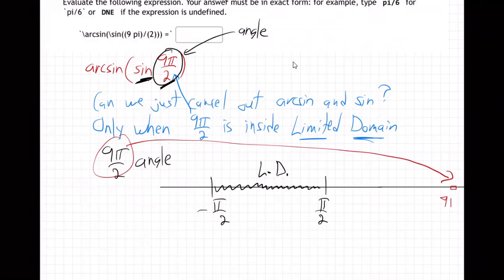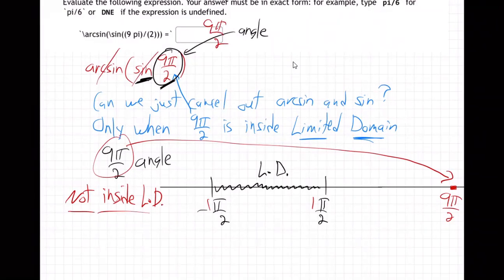Oops, wrong tool there. It's way over here, right? This is only plus and minus pi over 2. 9 pi over 2 is way out of there. So no, it's not inside the LD. So we can't just say cancel, cancel, answer's 9 pi over 2. Not true. We're not allowed to do that.